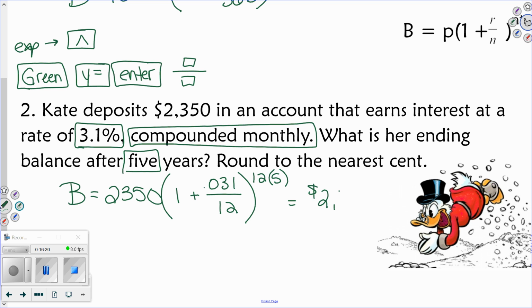Should get $2,743.45, rounding to the nearest cent. And you can bet your bottom dollar I'm going to take off a point every time you don't round correctly. You should know by now that I'm going to take off those points.